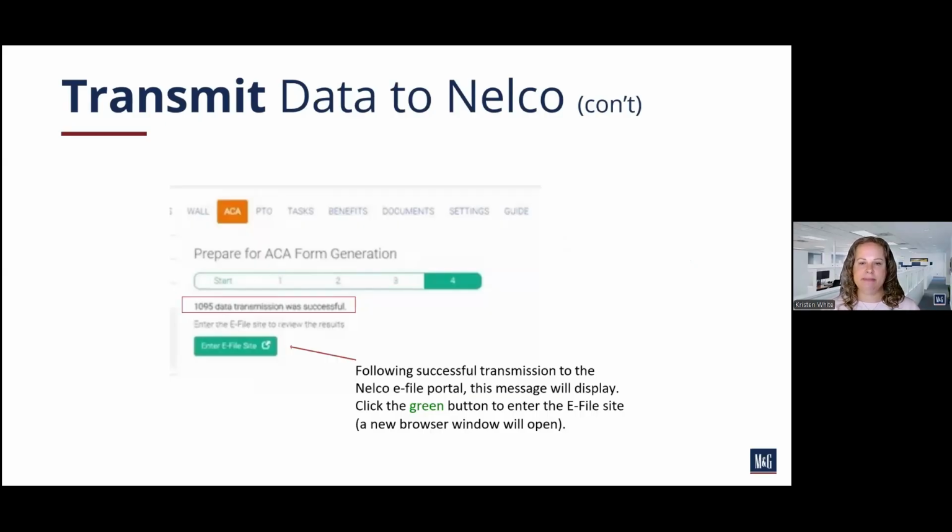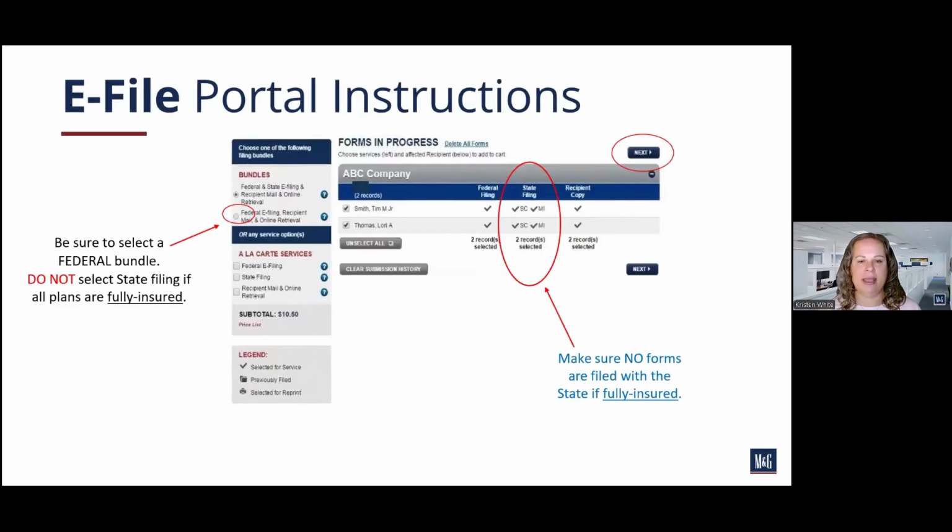That should give you this message: the 1095 data transmission was successful. This means Nelco now has the data. So click on the green button, Enter e-file site. That will open a new tab in your browser window on the Nelco site. So this is where the actual transmission happens.